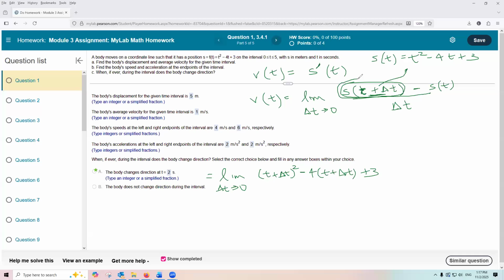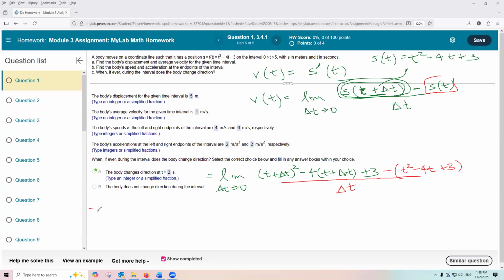Okay, that's this first part of the numerator. All right, now I'm going to subtract this s of t. Well, that's subtracting the original displacement vector, which is t squared minus 4t plus 3. And this is all over delta t. So what I'm going to try to do here is simplify the numerator. I'm going to try to cancel out the delta t on the bottom, then take the limit.